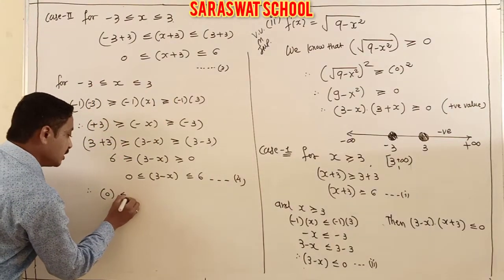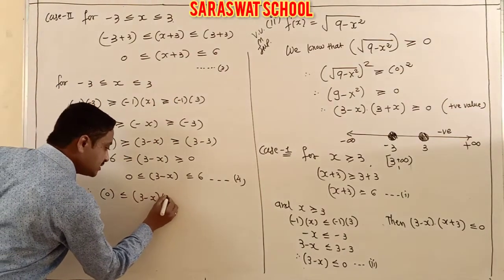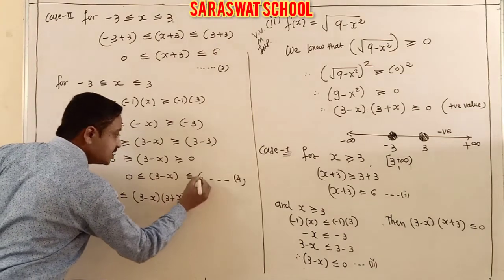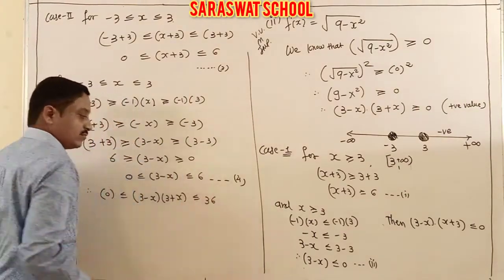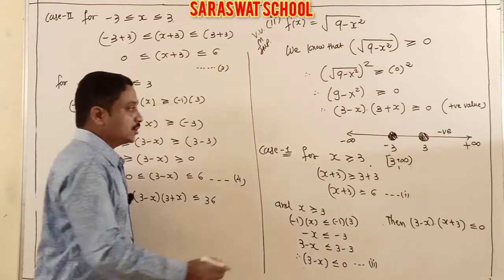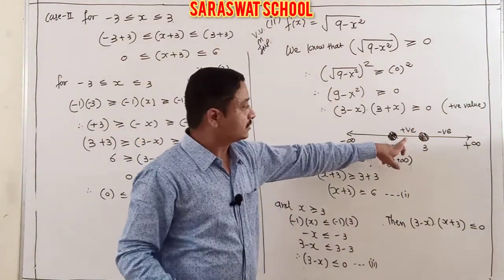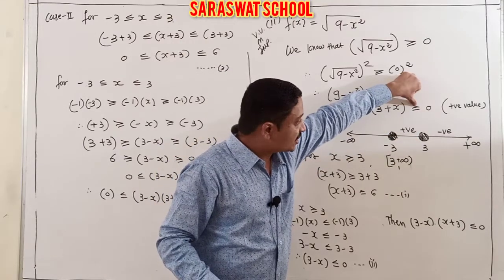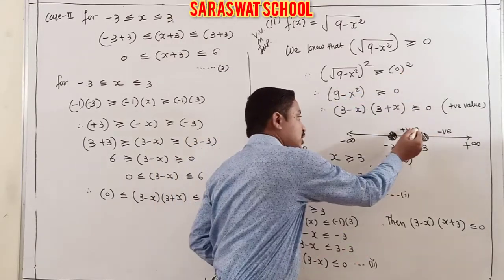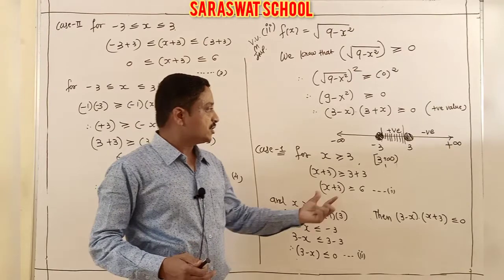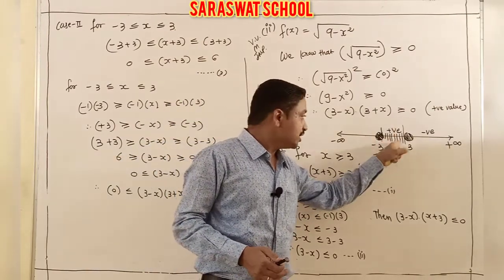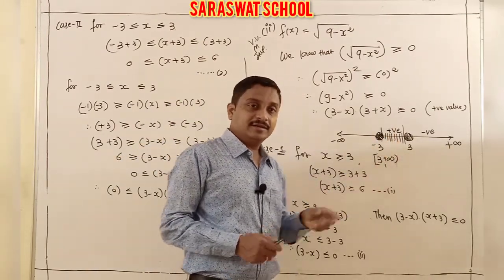Now both multiply. So what you get? 0 into 0, it is 0. 3 minus x, 3 plus x. And here 6 into 6, 36. But it is a positive value. So here I mention plus. And surely this is your answer. Because what am I checking? Plus value. So students, this value is purely positive and that is your answer.